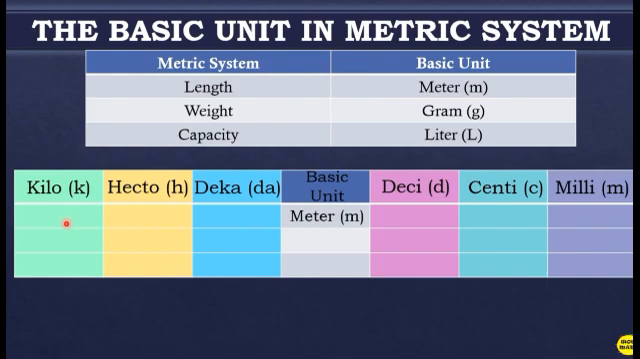Your kilo will become km, kilometer, okay? Kilometer, because meter is the basic unit. And then hectometer, H and then M. And then DAM, decameter, so deca and then meter, because meter is the basic unit. And then decimeter, centimeter, millimeter.